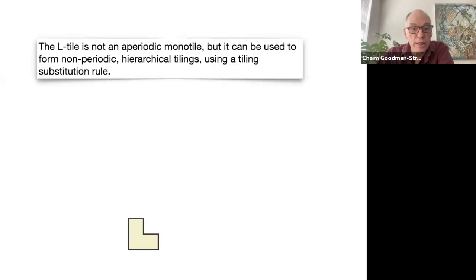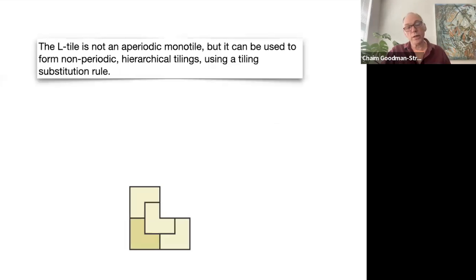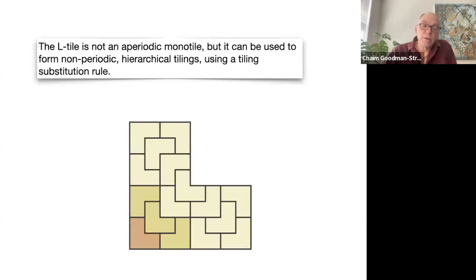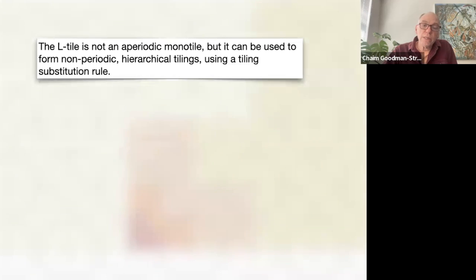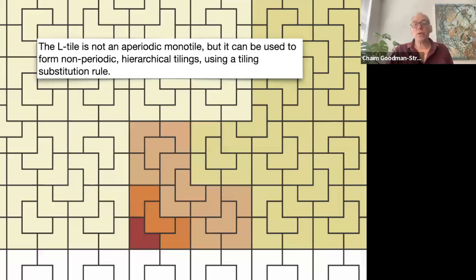So this L tile, for example, is not an aperiodic monotile. You can fairly readily think of ways to tile this with the L tile that's periodic. But you can form non-periodic tilings by this kind of rule. You take the tile, you inflate it into a larger copy and subdivide. And in some manner, which seems intuitive, if you can do this arbitrarily often, you can cover larger and larger disks, and in some sense, you can demonstrate tilings of the entire infinite plane.